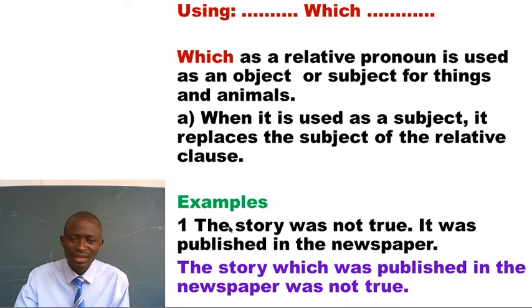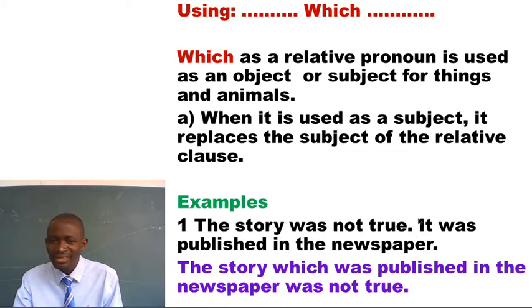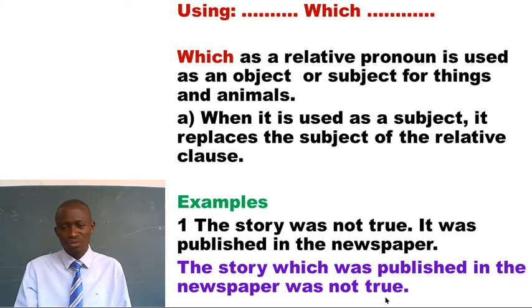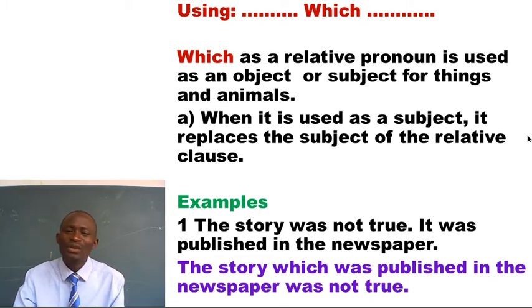So you realize that we have picked the subject, the story, and paused there, then go to the next phrase and connect which. Remember, which will replace the full stop and the pronoun it. Why? We said when we use which as a subject, it replaces the subject of the relative clause. This is our relative clause: it was published in the newspaper. So we shall say, the story which was published in the newspaper was not true. That is the answer for that number. I want to let you learn more from the next example, and I hope you're good for it.